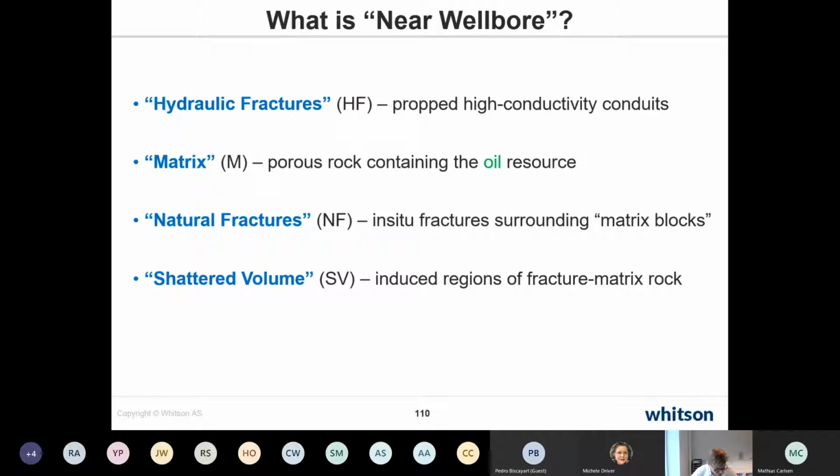Very near to the fractures, you have matrix, where the investigation of the gas by diffusion, for instance, is not very large. It depends, of course, on permeability and porosity and diffusion coefficients and pressures and whatnot.